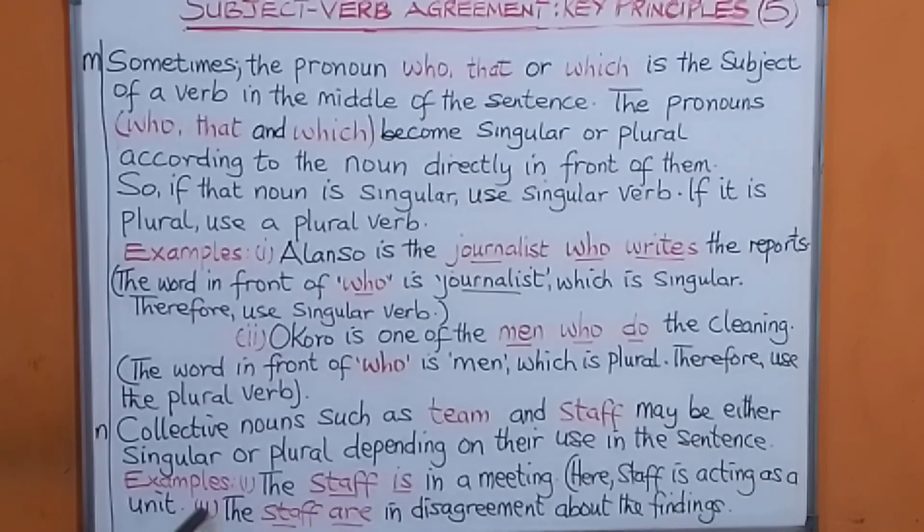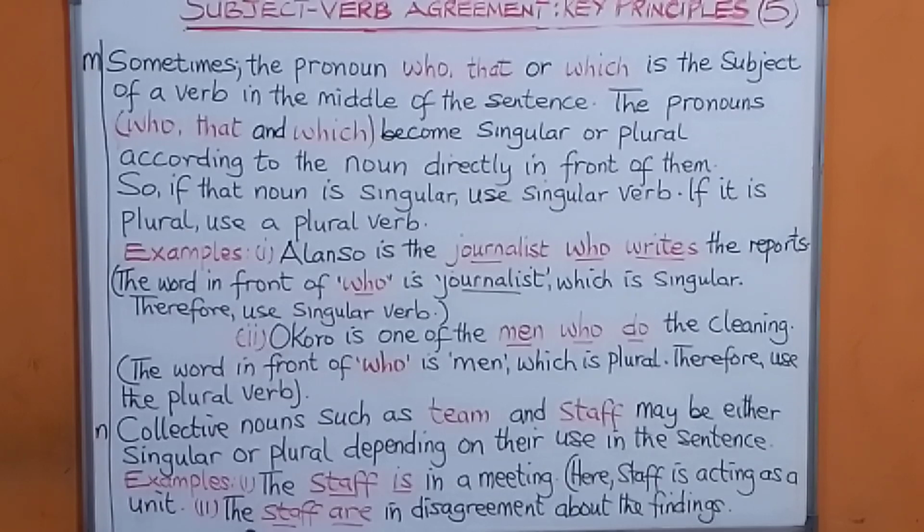Now, if you look at the next sentence, the staff are in disagreement about the findings. Here you see the staff acting as separate individuals. So that's why you say the staff there are acting as separate individuals. The word staff is acting as separate individuals in this example.